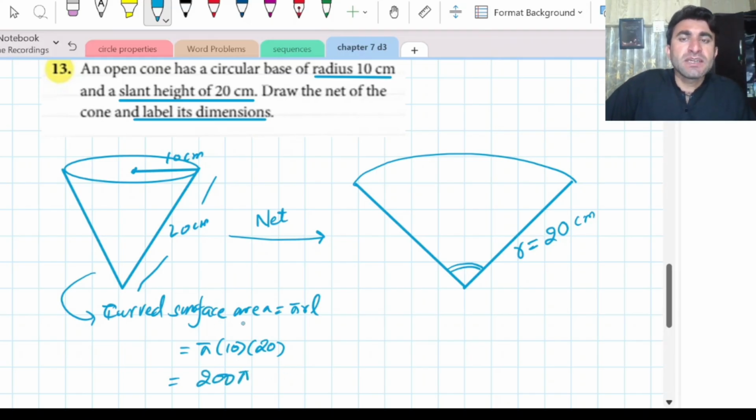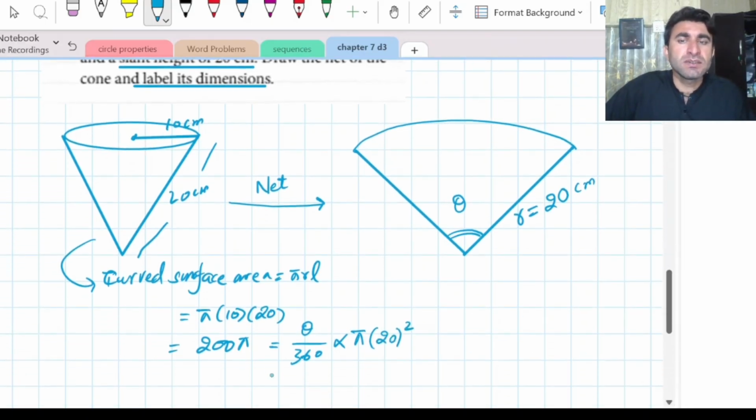So 200 pi is the curved area of the cone, and now it equals the area of the sector. We know the area of a sector is the angle at the center, suppose I call it theta, divided by 360 multiplied by pi times radius squared. Now the radius of the sector over here is 20, so it will become 20 squared. Now we need to solve this equation in order to find the value of the angle theta. First of all, I'm going to cancel pi on both sides.